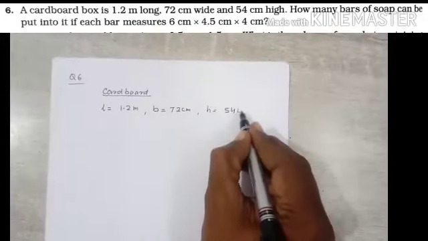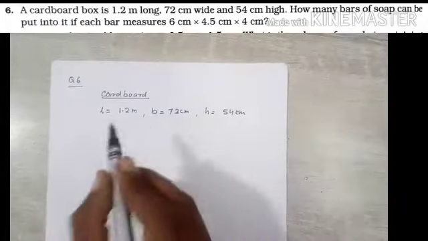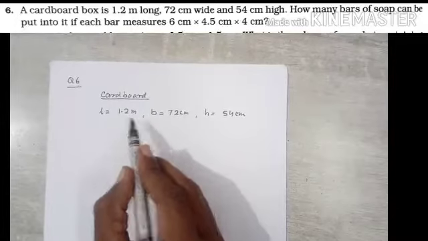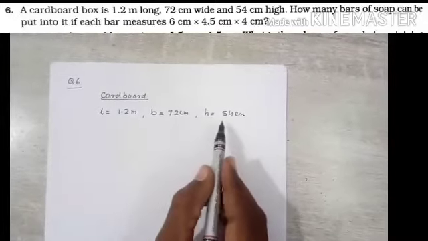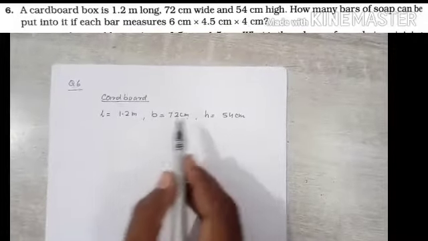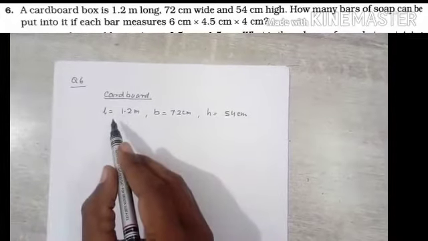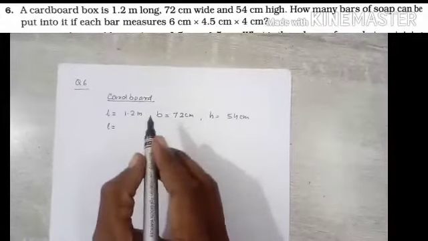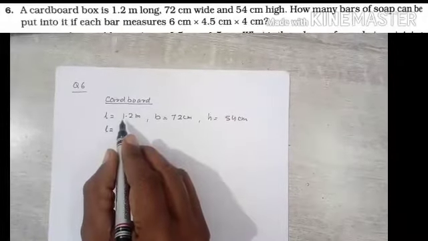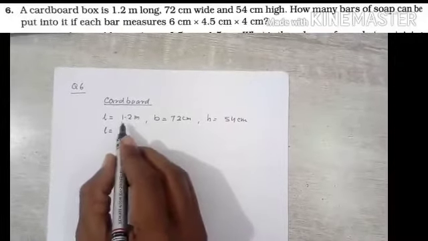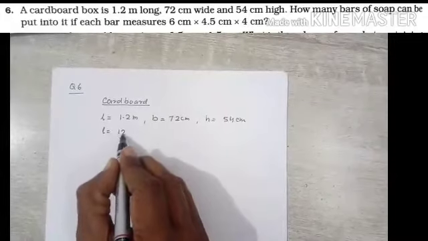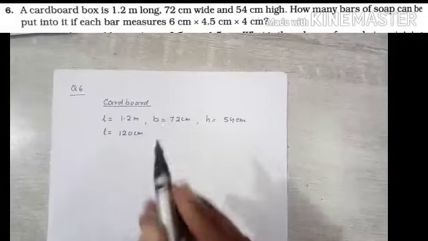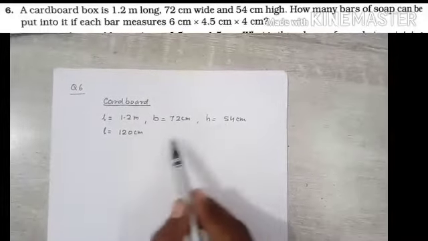See that length is given in meter, breadth is given in centimeter and height is given in centimeter. So I have to change length also into centimeter for making calculation easy. 1 meter has 100 centimeter, so 1.2 meter equals 120 centimeter. Now all three values are in centimeter.